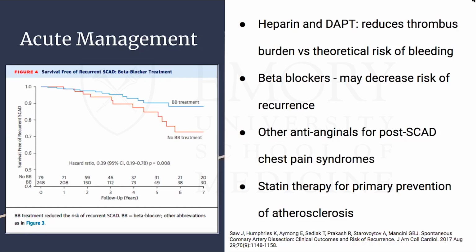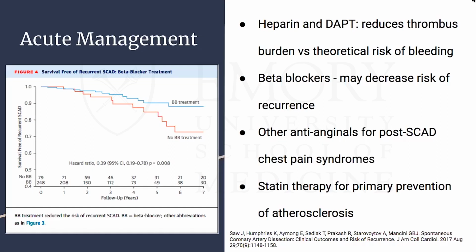In a series of 327 patients from Vancouver with a median follow-up of 3 years, beta blockers were found to be associated with a reduction in recurrent SCAD by almost 2/3. And the same study showed that patients with underlying hypertension had an almost twofold risk of recurrent SCAD. So this really suggested that blood pressure control and use of beta blockers may be important tools in reducing our risk of recurrence.